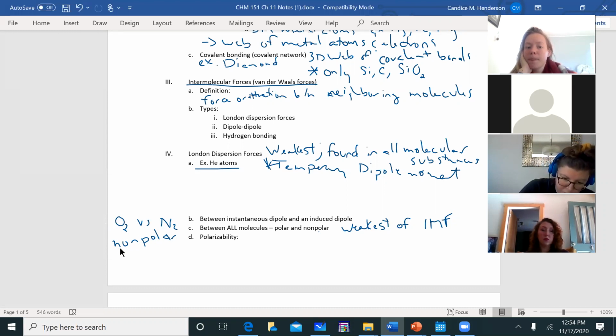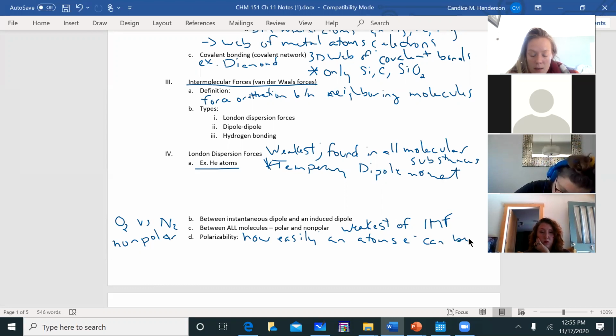They're nice and balanced. So which one of these would we expect to have a higher London dispersion force? Because they both have London dispersion forces, but which one would have a greater one? Well, it has to do with this idea of polarizability. Polarizability is how easily an atom's electron cloud can be distributed or disturbed. Or how easy is it to jostle them?